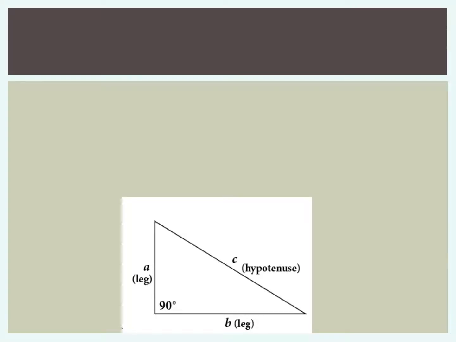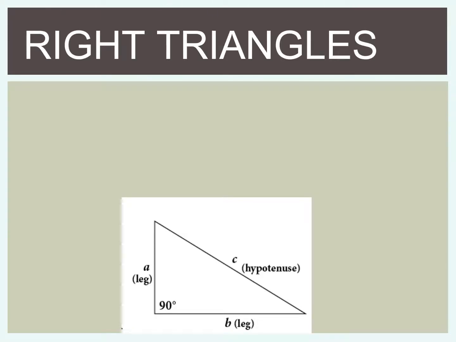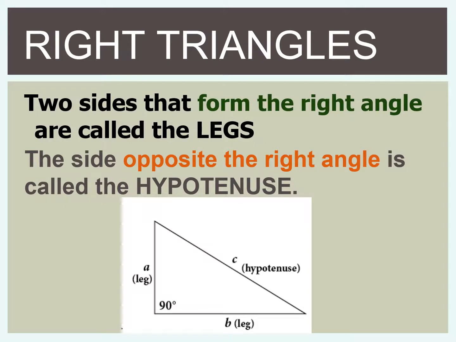So let's talk about what it means to be a right triangle. A right triangle is 2 sides that form a right angle. So in the corner here, these 2 sides are going to form a right angle. The 2 sides that form the right angle are known as the legs of your right triangle.